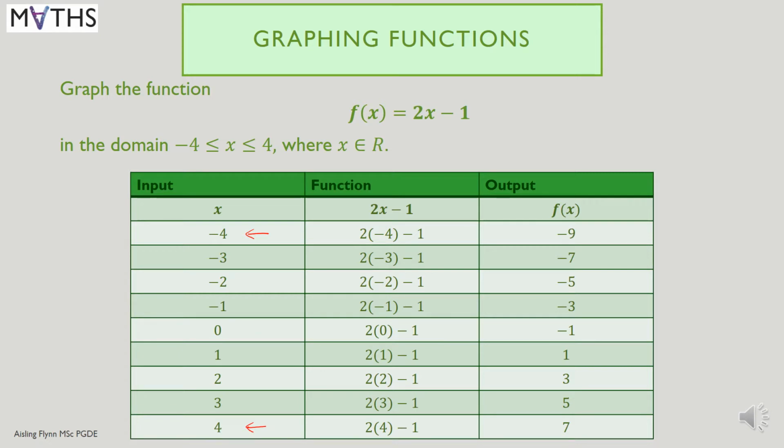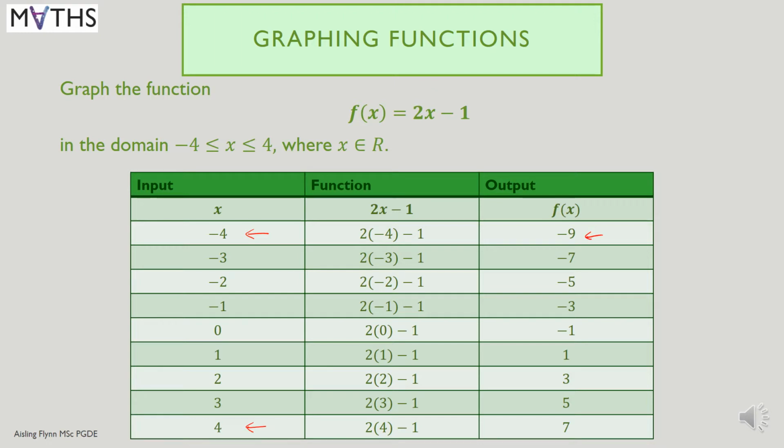Now let's take the function and we'll put each individual input into the function. So we've got 2x minus 1, so we have to multiply the input by 2 and then take away 1. The first one you see there is 2 times minus 4 minus 1, so that would be minus 8 minus 1, which gives me an output of minus 9.